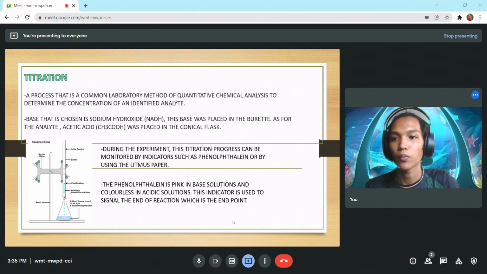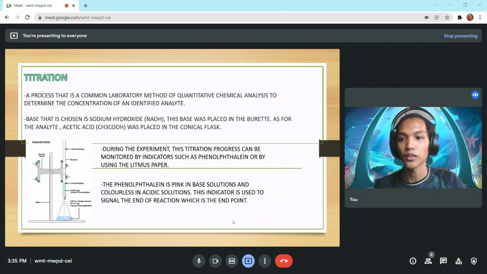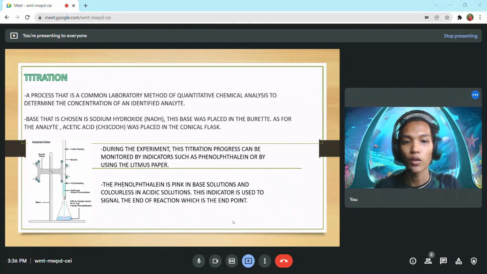We move to the next part. Titration. Titration is a common laboratory method of quantitative chemical analysis to determine the concentration of an identified analyte. The base that is chosen is sodium hydroxide. This base was placed in the burette. As for the analyte, acetic acid was placed in the conical flask.